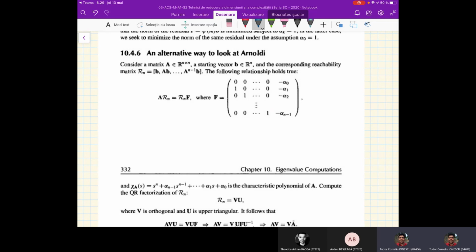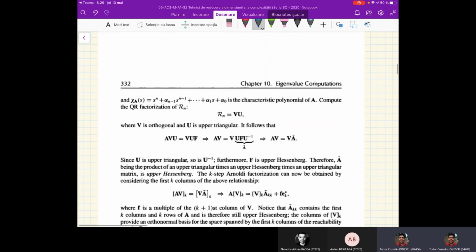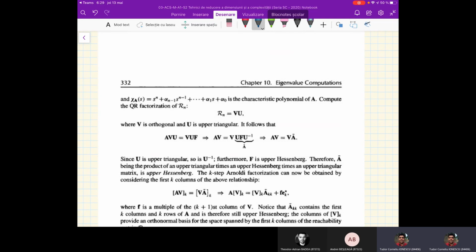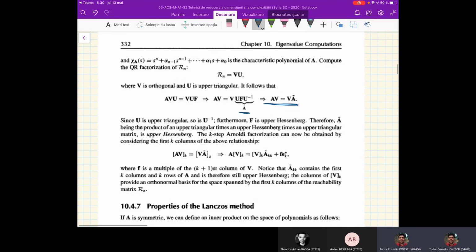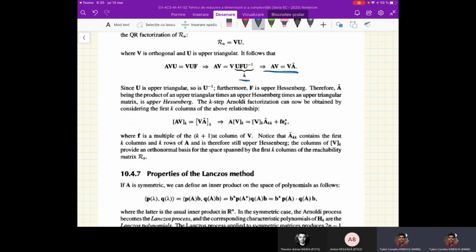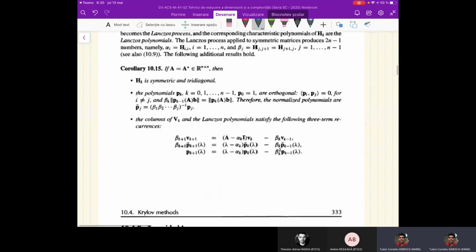You find an interesting relationship which is true here related to the characteristic polynomial of the matrix A, and you also use the QR factorization of the specific controllability matrix Rn. When you start putting it all together, you get a nice relation of this form where A hat is of this form. Then the property of being triangular is kept, and that's very useful.